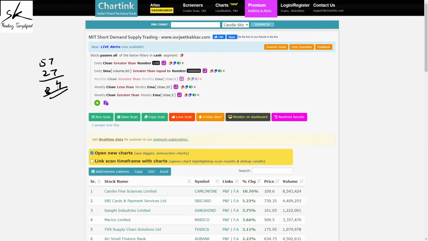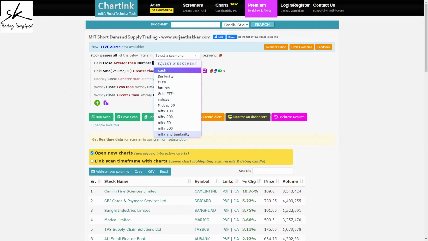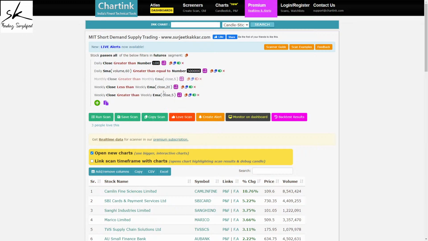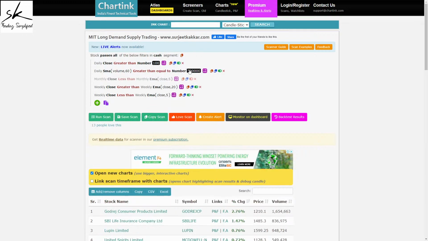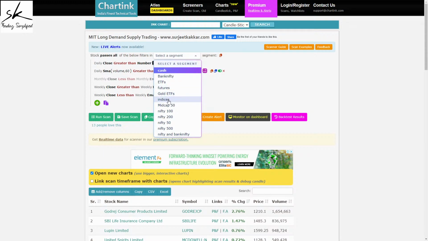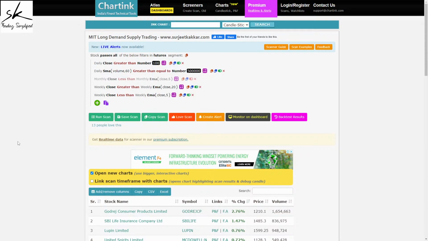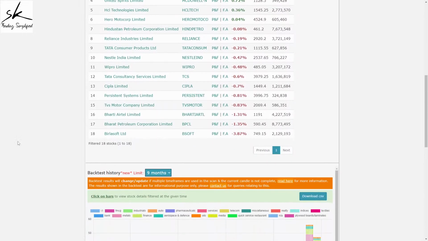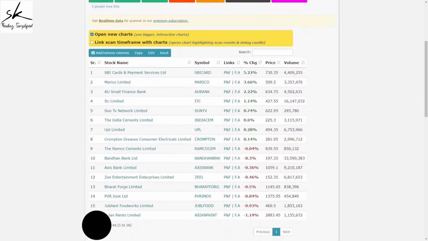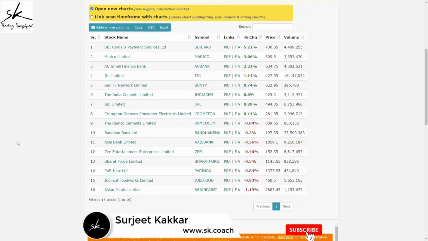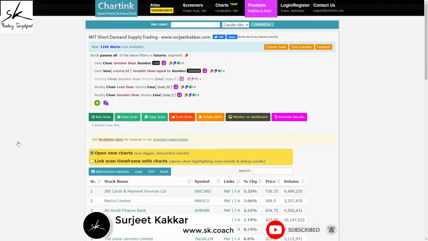Now, if you feel 84 is a very big number, you further want to filter it out, you can use different filters. You can say, okay, I don't want from the cash segment. I only want the ones which are also getting traded in futures. I can run the scan again and do the exact thing here, not indices, futures, and run the scan again. And now you can see I have 18 plus 16, right? So now the number is even smaller. So this is how you can use different filters, different scanners to get a list which you are comfortable with.